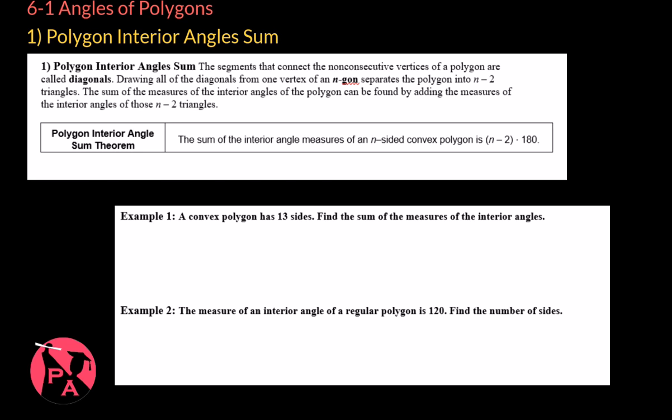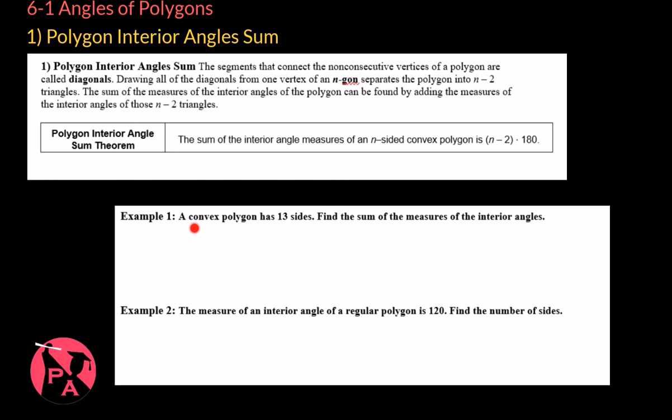So to figure out the sum of the interior angles, we have this theorem and this formula. Let's say we have an n-sided convex polygon. The number of sides is n. In that case, if we use this formula, n minus 2, subtract 2 from the number of sides and then times it by 180 to get the sum of all of the interior angles.